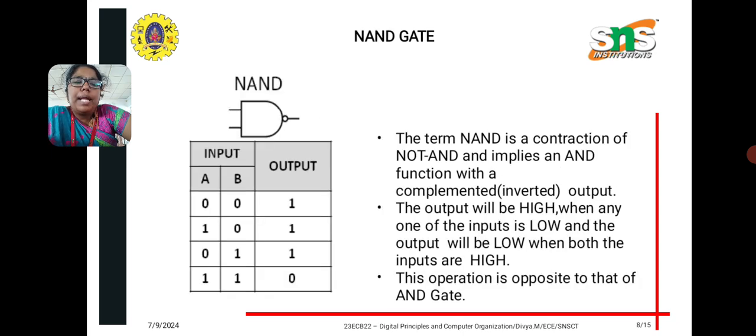NAND gate. The term NAND is a contraction of NOT AND and implies an AND function with a complemented output. The output will be high when any input is low, and the output will be low when both inputs are high. This operation is opposite to that of an AND gate. In the AND gate, only when both inputs are 1 will the output be 1. In the NAND gate, it is just the opposite: if both inputs are 1, the output will be 0; in the remaining cases, the output will be 1.